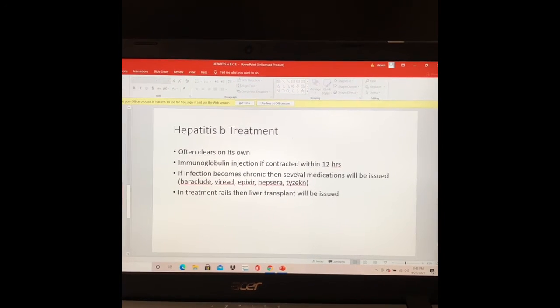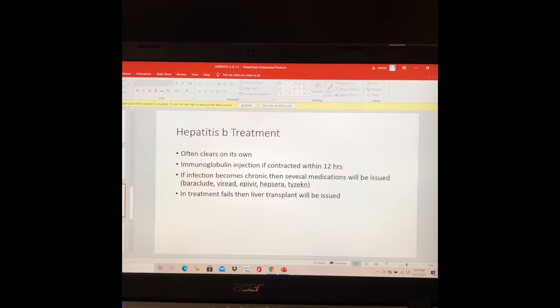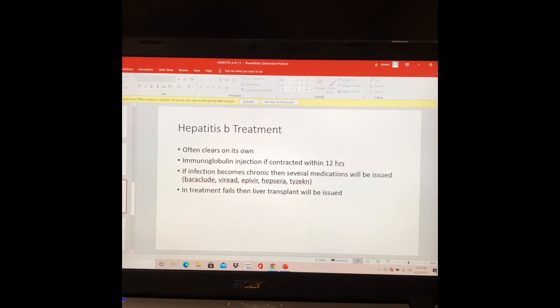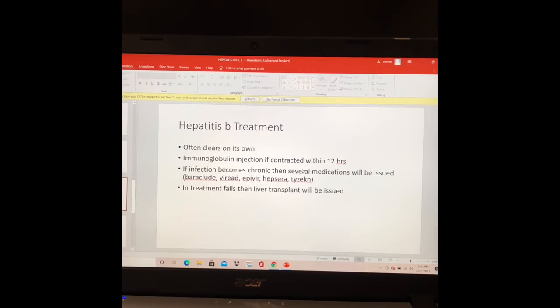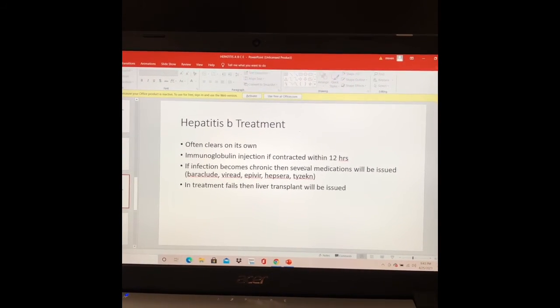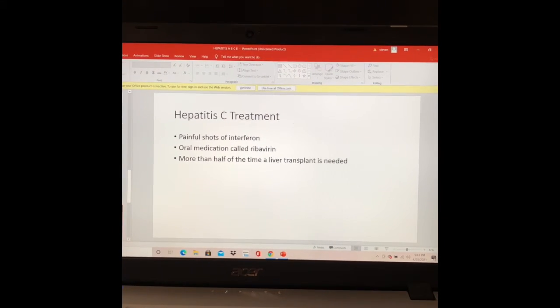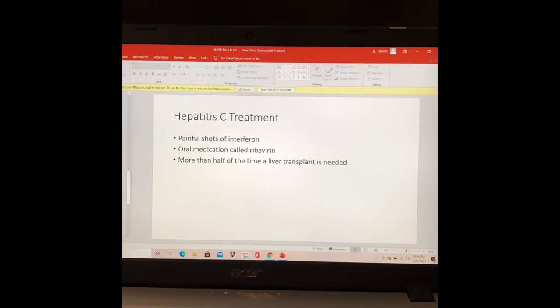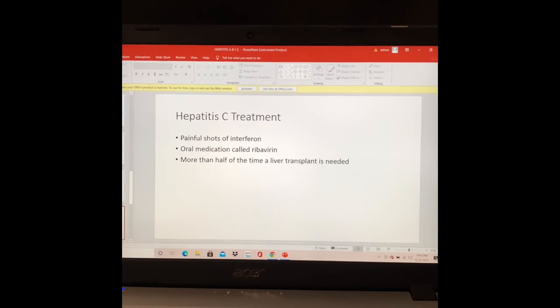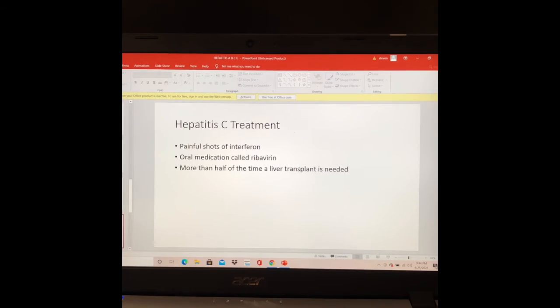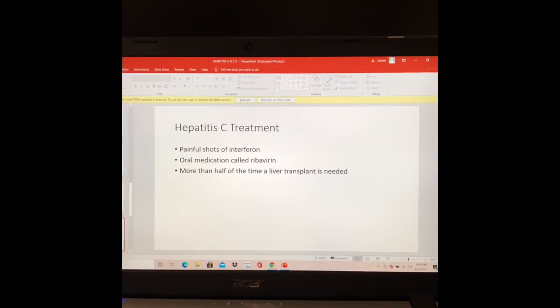If infected before it becomes chronic, then several medications will be issued, which are Baraclude, Viread, Epivir, Hepsera, and Tyzeka. If the treatment fails, then a liver transplant will be issued. For hepatitis C, a painful shot of interferon might be injected. Also, an oral medication called ribavirin, but more than half of the time a liver transplant is needed.